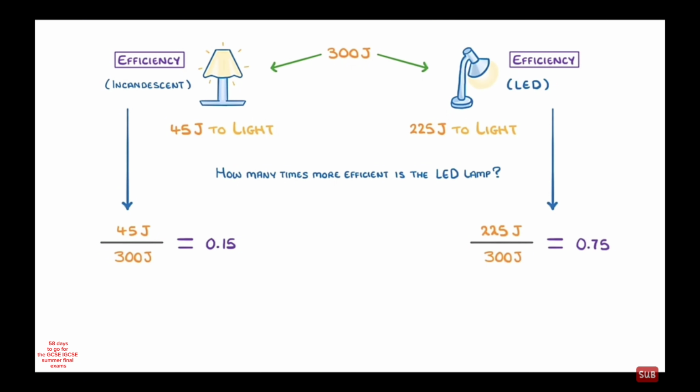Then, to find out how many times more efficient the LED lamp is, we just divide its efficiency of 0.75 by the efficiency of the incandescent bulb, 0.15, which gives us 5. So the LED lamp is 5 times more efficient. If we instead wanted these efficiency figures in percentage terms, we would just multiply them by 100, giving us 15% and 75%. And we could then do 75 divided by 15 to give us 5 again.